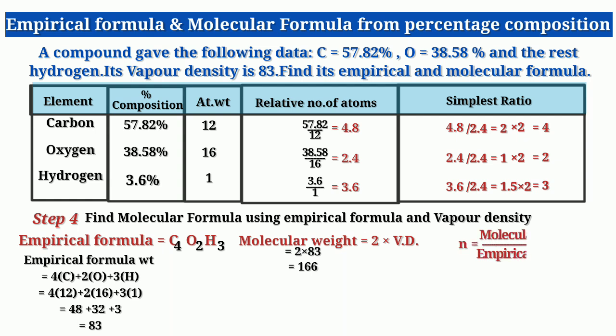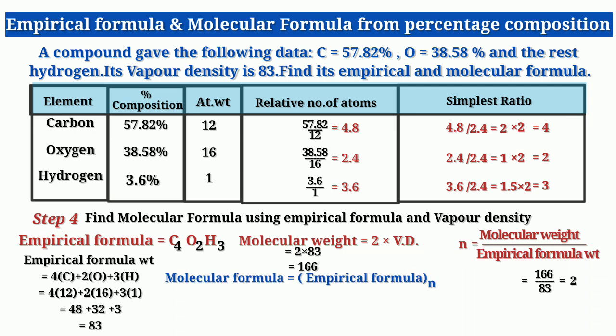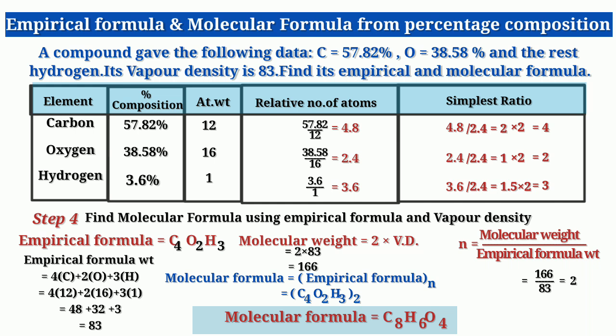Next step is to find value of integer n. N equals to molecular weight divided by empirical formula weight. That is 166 divided by 83, which is equal to 2. We got value of n equals to 2. Finally, now we can write molecular formula. Molecular formula equals to empirical formula with subscript n. N we calculated as 2. So molecular formula equals to C4O2H3 subscript 2. So all the atoms inside the bracket have to be multiplied by 2. Finally, we have the molecular formula of compound, which is C8H6O4.